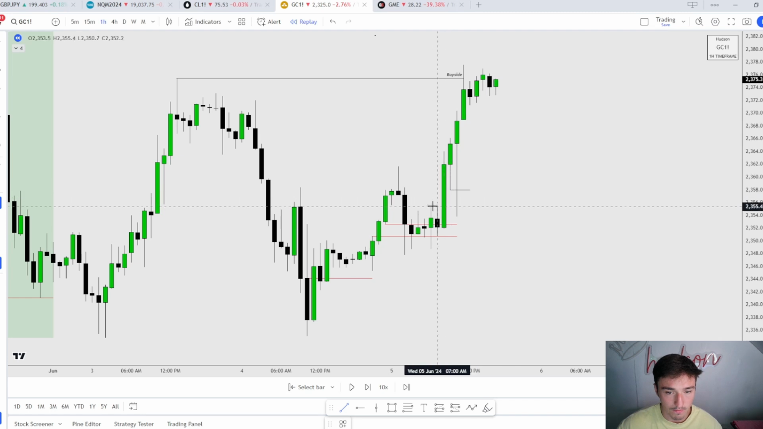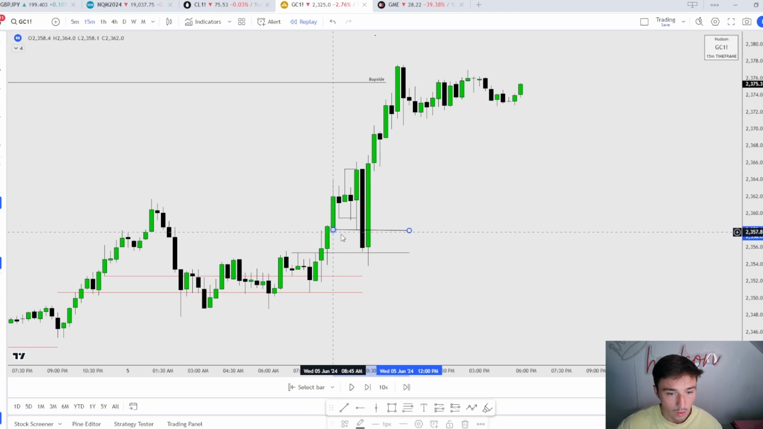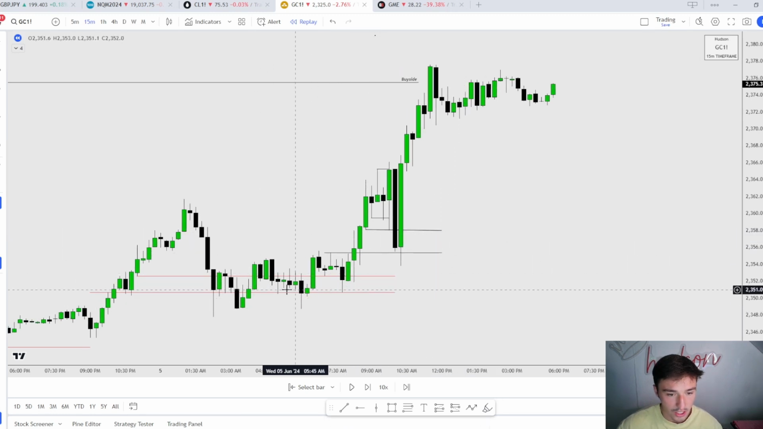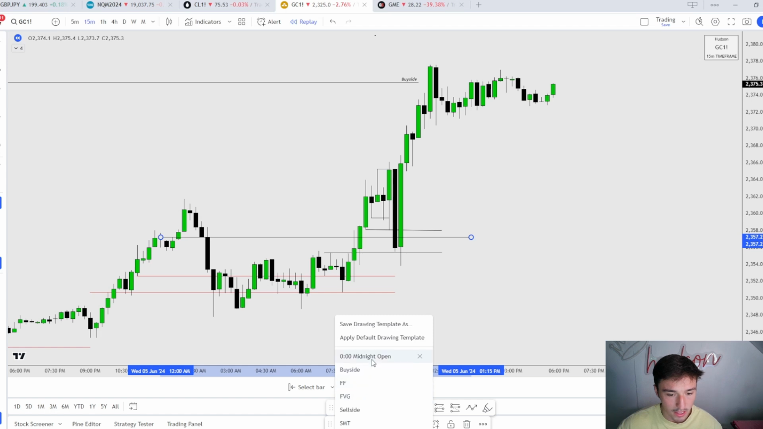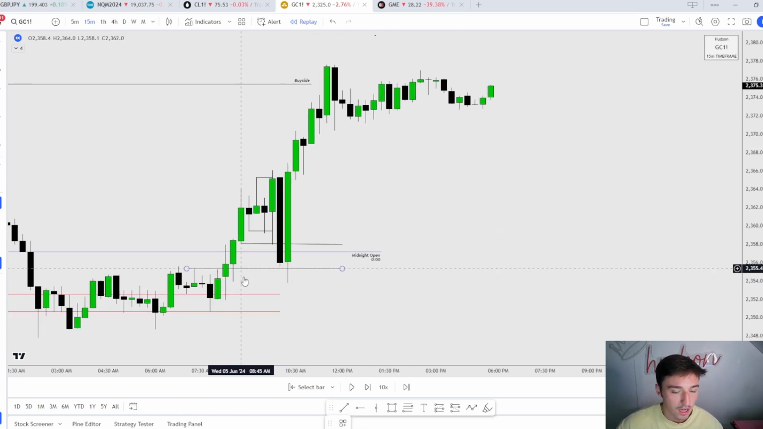So hourly fair value gap. If you're swing trading, that's your entry. 15-minute though, we dive into that hourly fair value gap right here. Notice what the overnight session did. We accumulated inside of that hourly fair value gap. Also, under midnight opening price, accumulate under midnight. So right here comes your entry, right?